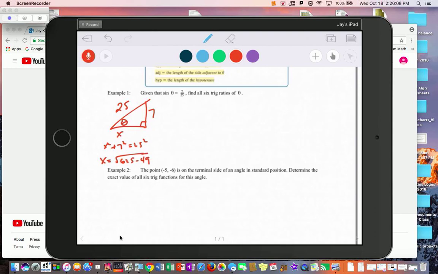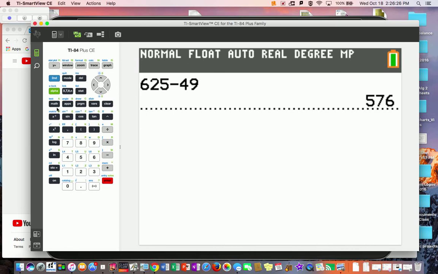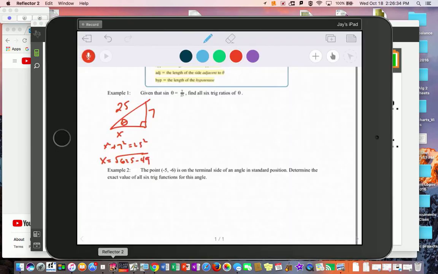And if you go over to a calculator, 625 minus 49 leaves us with 576. And if I square root my answer, I get a nice 24. So the missing side is 24.